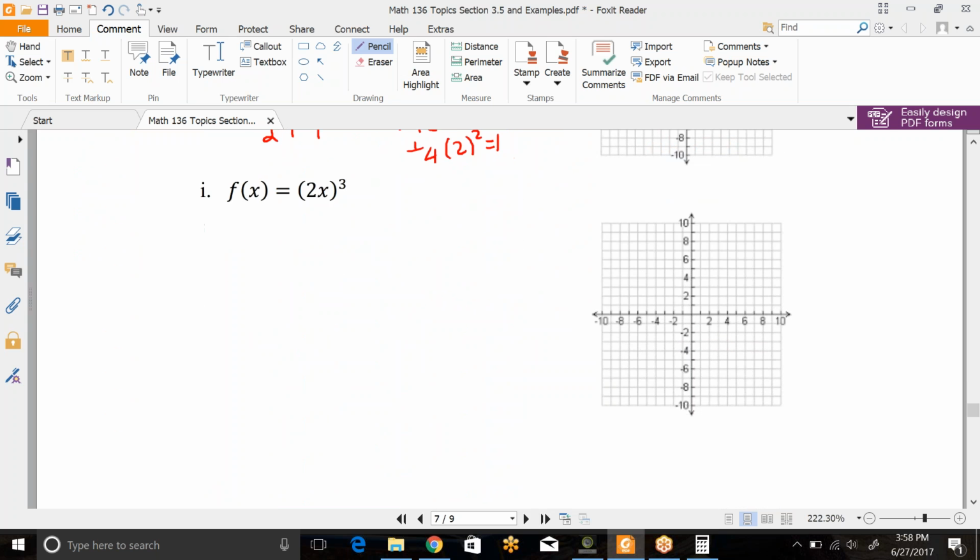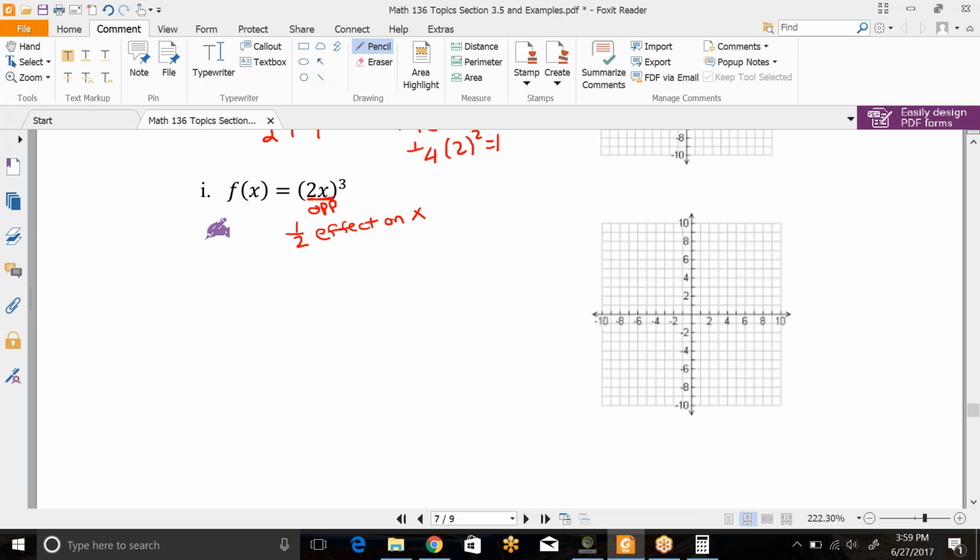Okay, so that leads us into I, which is something happening inside the parentheses. When it happens inside, it's going to be the opposite, and it's going to affect x. So this is really going to be a 1/2 effect on x. Okay, you always do the opposite when it's inside.